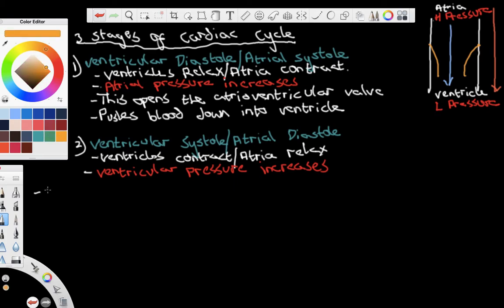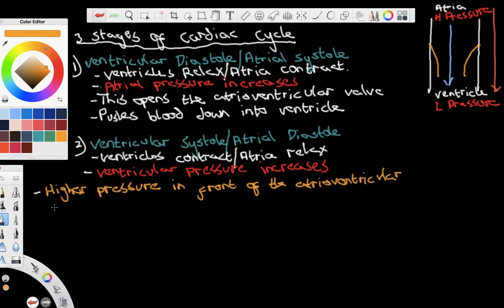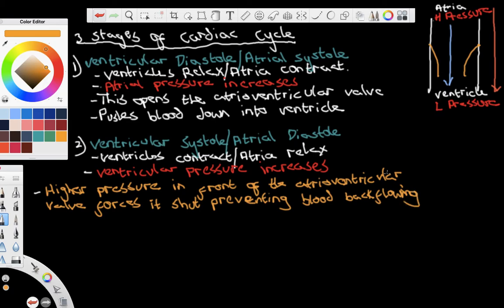So the higher pressure in front of the atrioventricular valve forces it shut, preventing blood backflowing into the atria.